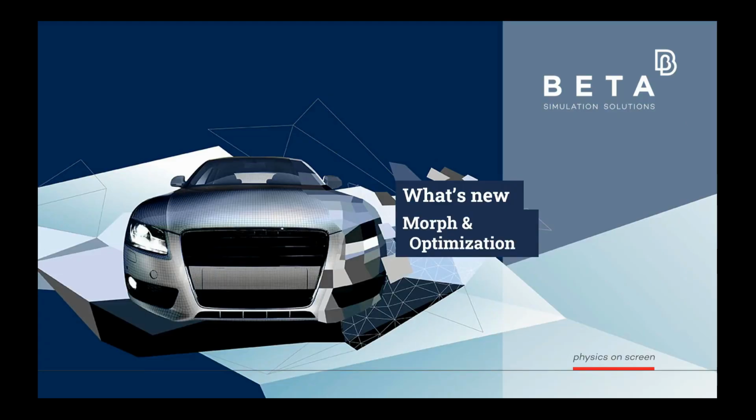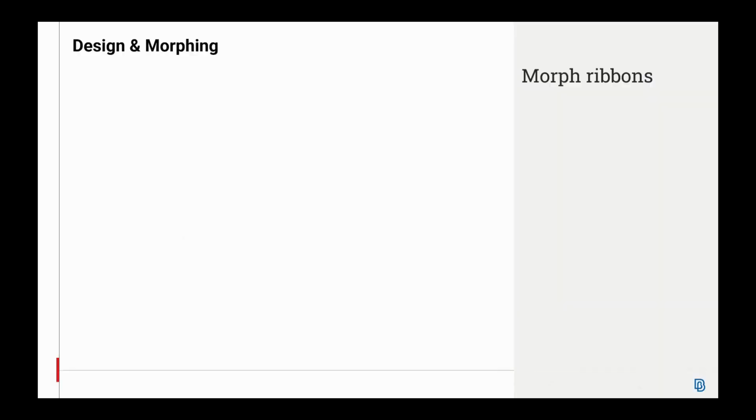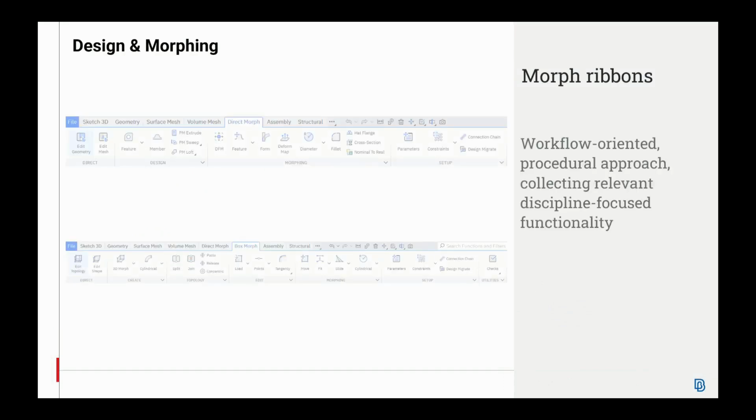Today's presentation will be about the latest developments of Morphing and Optimization version 25. Following the redesigned user interface of version 25, the Morph functionalities have been divided into two ribbons, the Direct Morph and the Box Morph ribbons. Each ribbon contains the relevant discipline-focused functionalities that ensure enhanced efficiency, coherence, and streamlined operations.